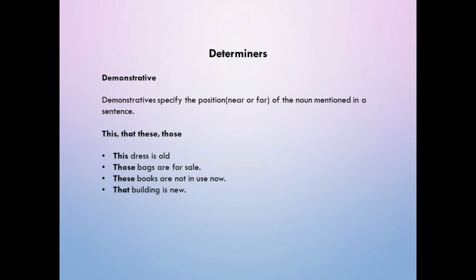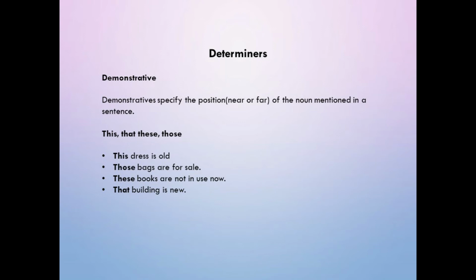The next one that we are going to see is demonstrative determiners. They specify the position of the noun mentioned in a sentence. We use demonstrative determiners to tell the position of the noun mentioned in a sentence. It tells how near or far the noun is. Demonstrative determiners are very similar to demonstrative adjectives. It includes this, that, these, and those.